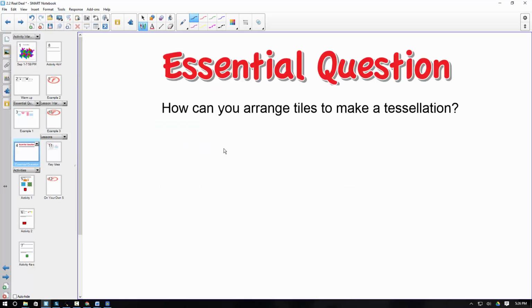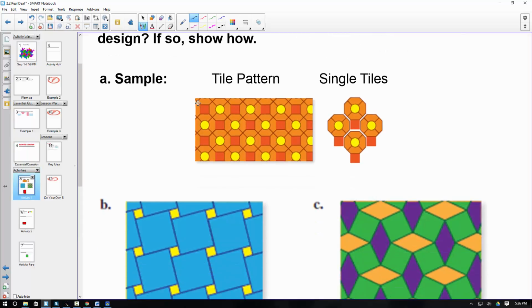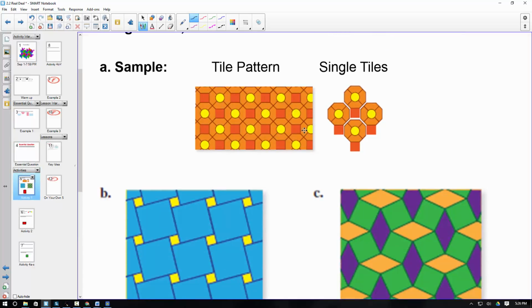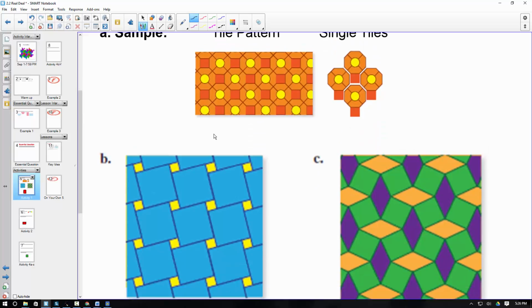So how can you arrange tiles to make a tessellation? That's the whole idea of this lesson. If I look here, here are my various patterns. So this is my tessellation. Here is the single tile, if I look at it. So I'll try to identify the various tessellations within it.